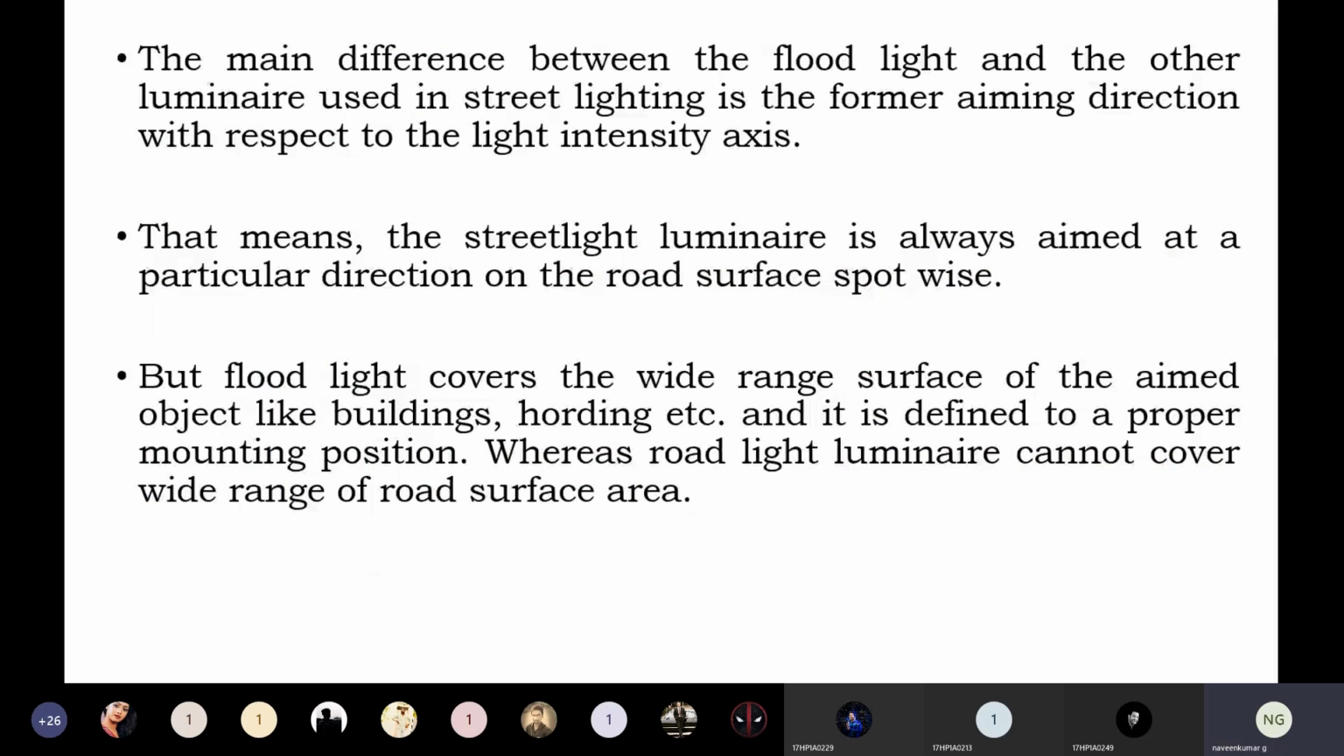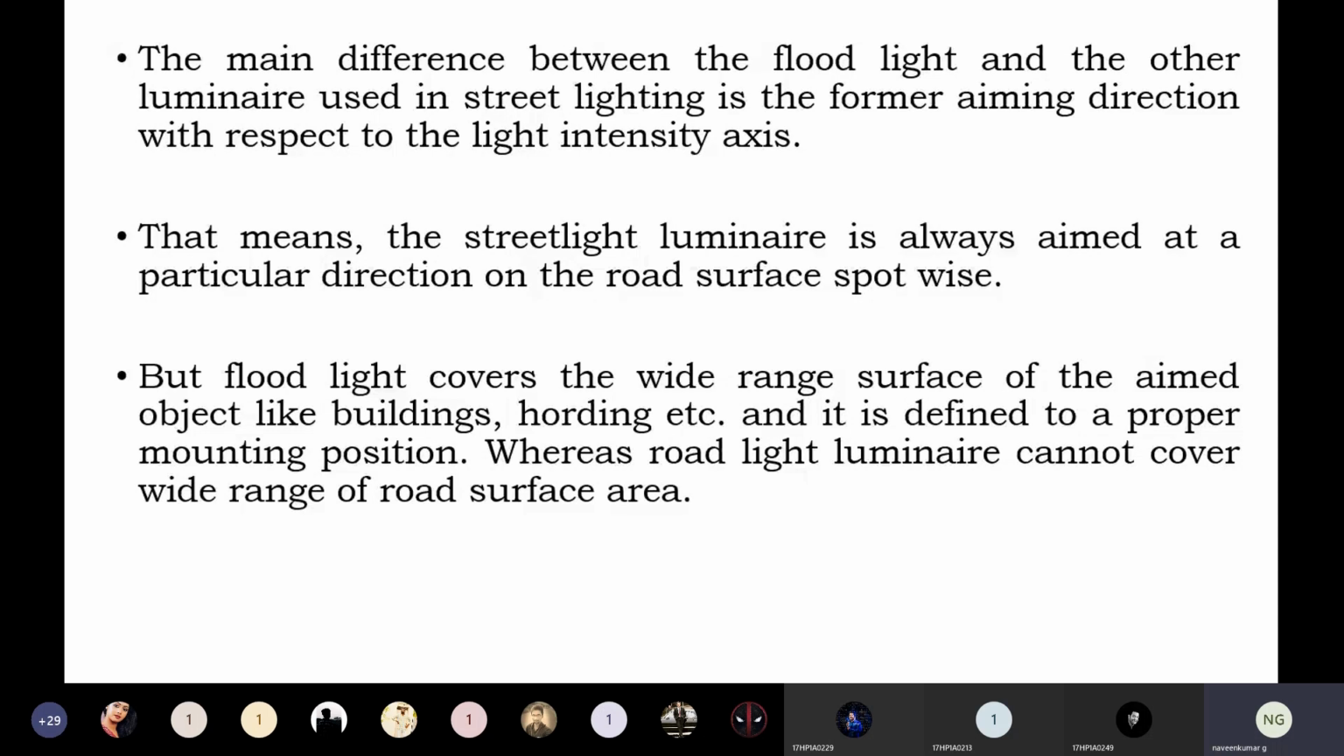What is the main difference between a floodlight and other luminaires? The main difference between the floodlight and other luminaires used in street lighting or general domestic lighting is that the former aims in a direction with respect to the light intensity axis. A street light luminaire is always aimed at a particular direction on the road surface, spot-wise, but a floodlight isn't. It is going to cover a large area. Understand? So the floodlight covers a large area.